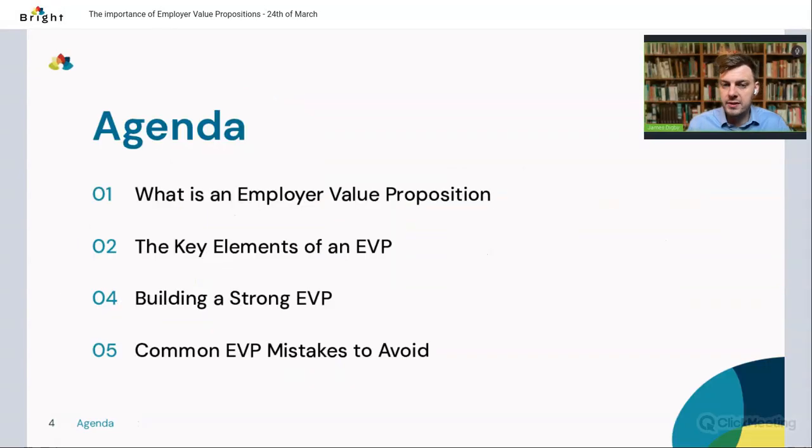So a lot of what we're talking about today is based on that data, based on what we see happens when you apply an employer value proposition to yourself as an employer. So we'll start off by going through something really important, which is what is an employer value proposition, often called an EVP. The key elements of an EVP, how do you build a strong EVP? And then we'll talk through some of the common mistakes that people make. And in each of these different elements, we'll talk a little bit about why it's important to be applying these things to your organization or your business.